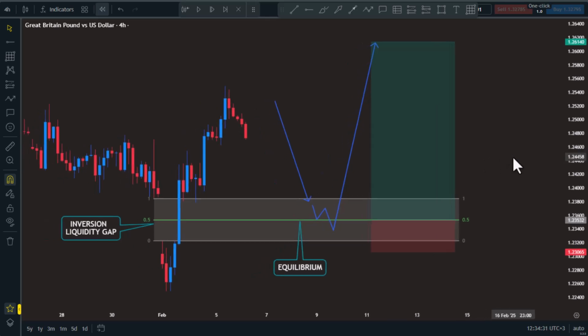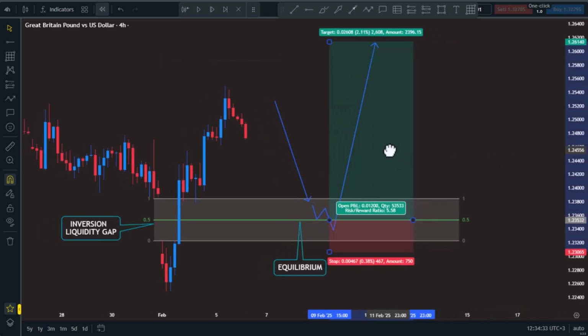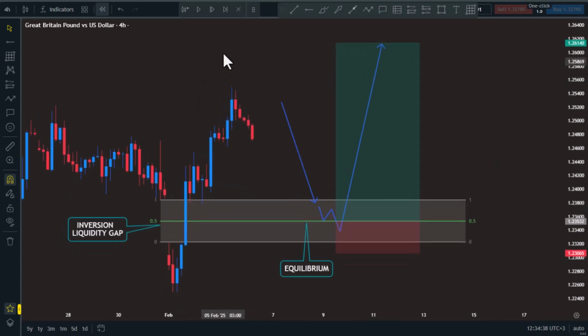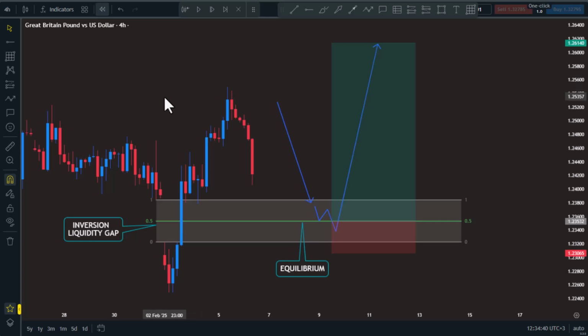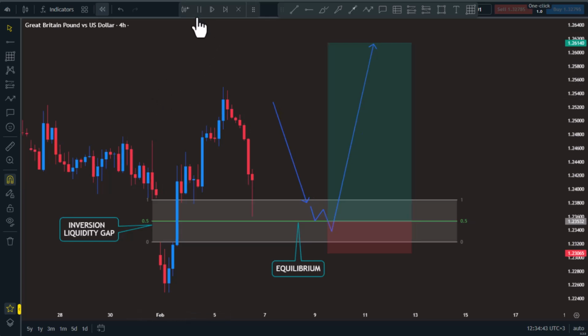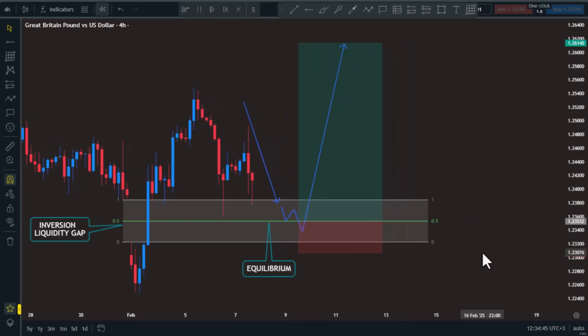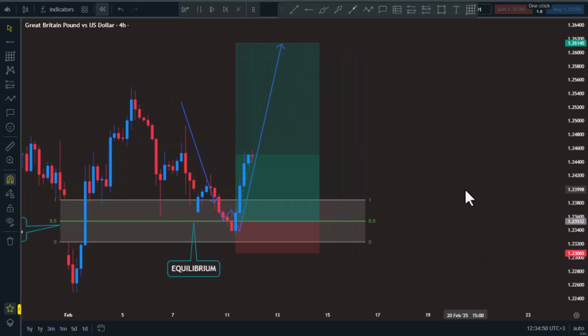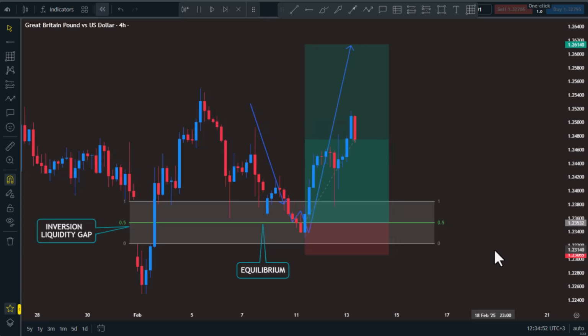The inversion liquidity gap is a fantastic tool in your trading arsenal. It combines the psychology of market reversals with technical structure breaks, giving you a clear edge. Next time you're analyzing your charts, look for those gaps, watch for the reversal, and wait for that equilibrium retracement. It could be the setup that takes your trading to the next level.